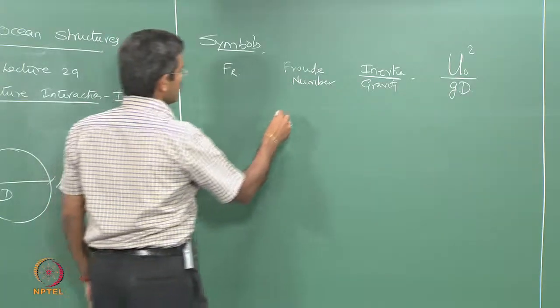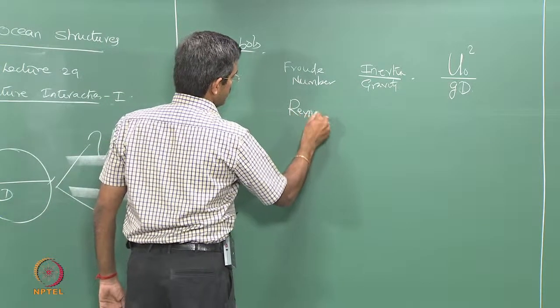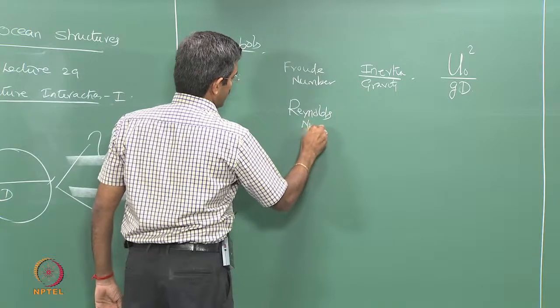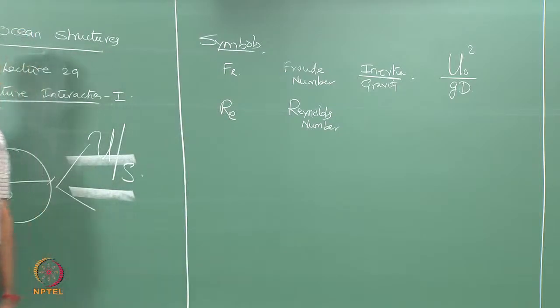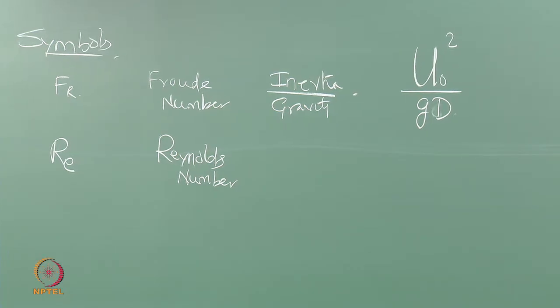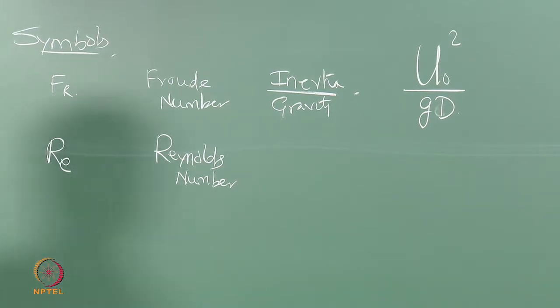The next one is, of course, the Reynolds number, given by Re. We have already seen the influence of the Reynolds number in the given system. It is the ratio of inertia to viscous force.